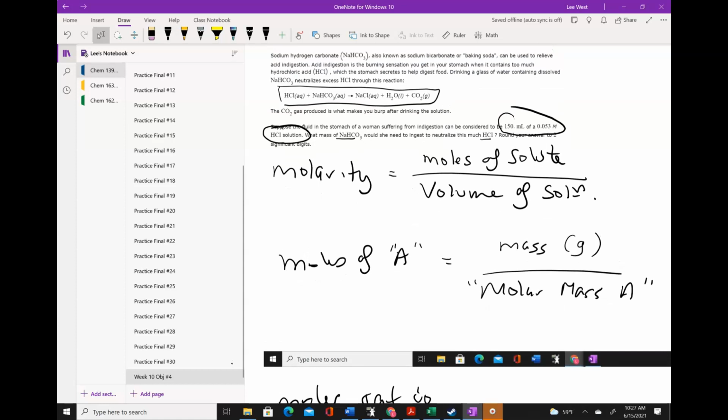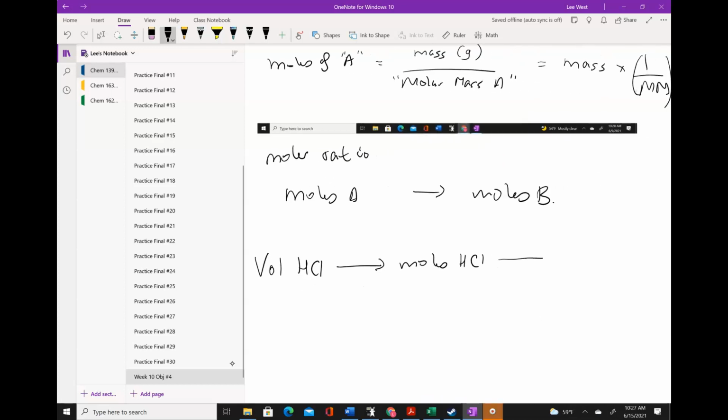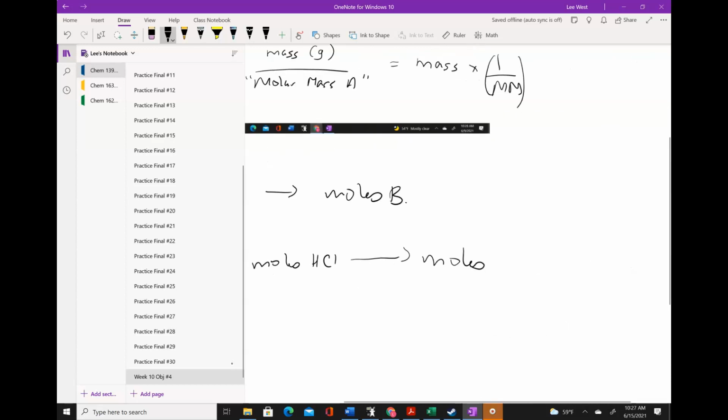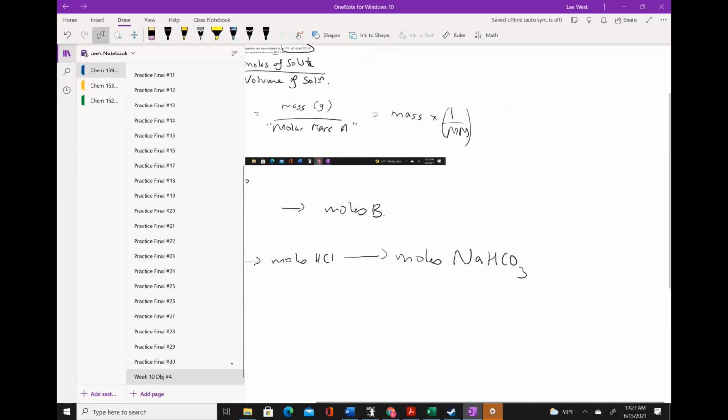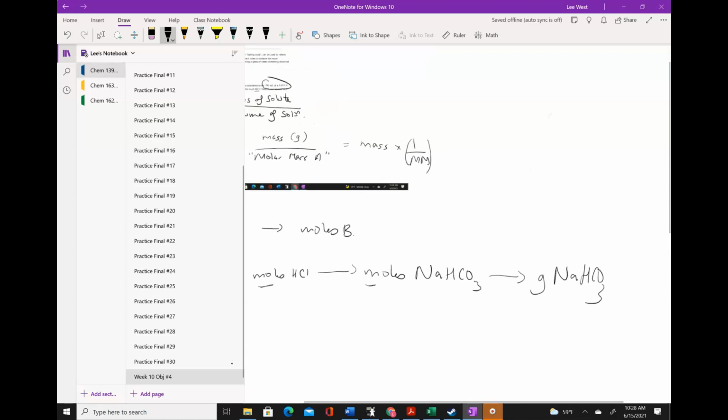So what I'm going to do is this. I'm going to go from volume of HCl to moles of HCl. Then I'm going to use my mole ratio to go to moles of sodium bicarbonate, and finally I'm going to go on to grams of sodium bicarbonate. The key thing here is I have to get the moles of one thing in order to be able to convert to moles of another. Whenever I'm going from the amount of one thing to the amount of another, I've always got to go through moles.